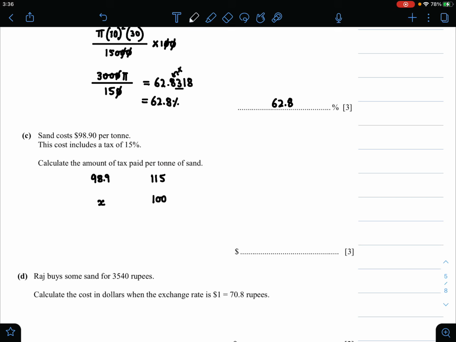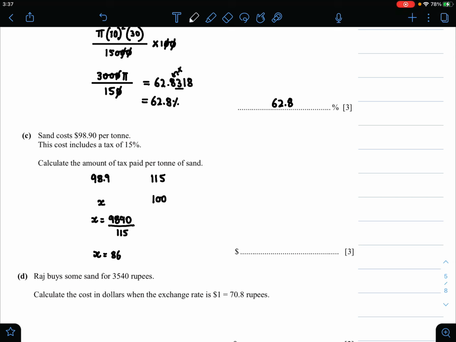So now all we need to do is cross multiply. So therefore x would be equal to 9890 divided by 115, because 98.9 multiplied by 100 takes the decimal two places to the right, so it will become 9890. So 9890 divided by 115 is equal to 86. Therefore x will be equal to 86.